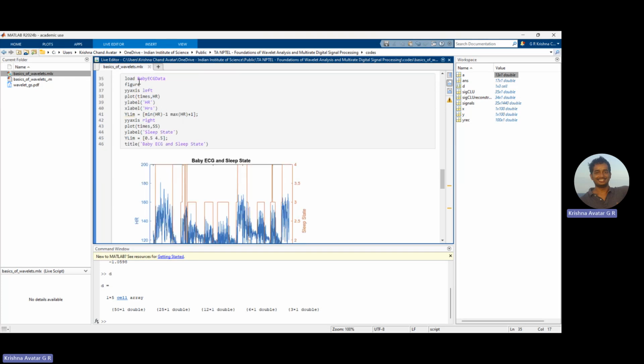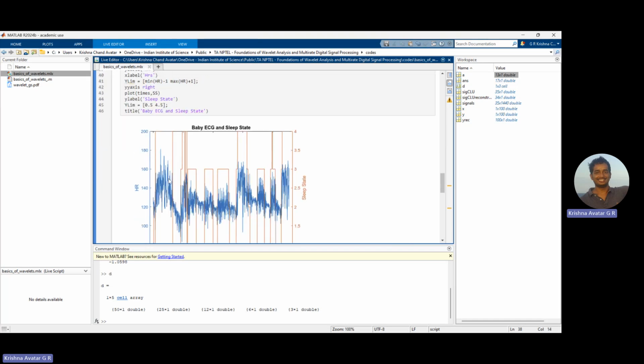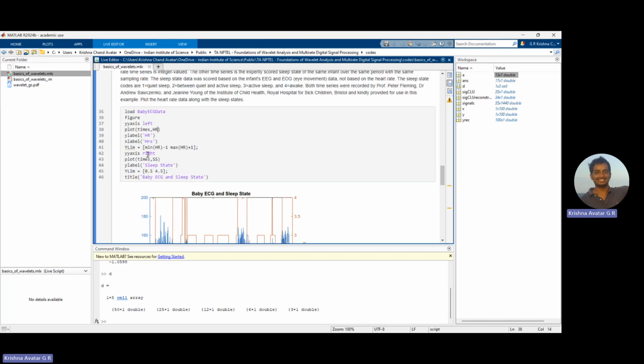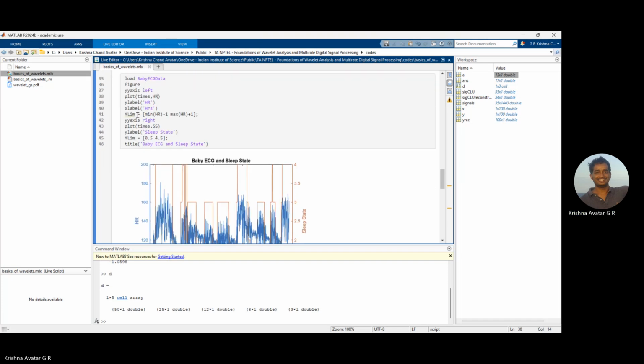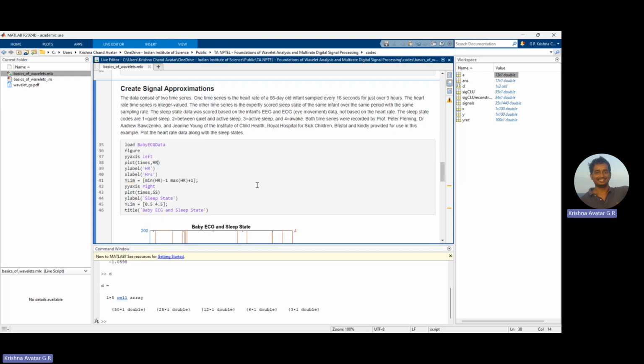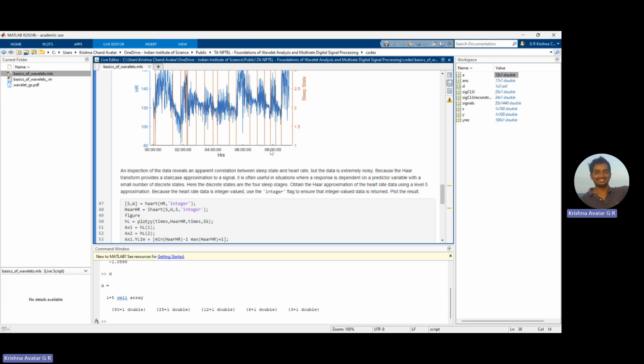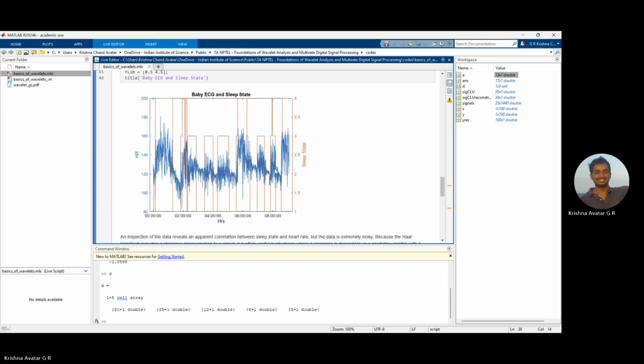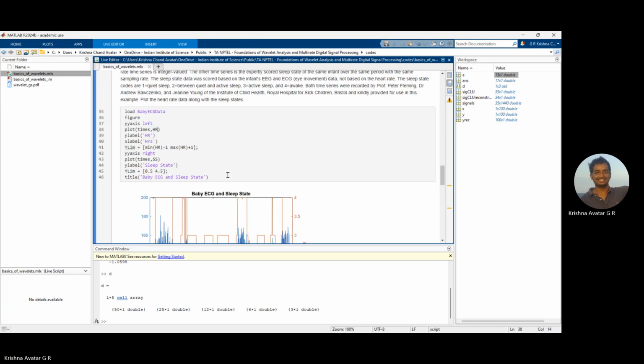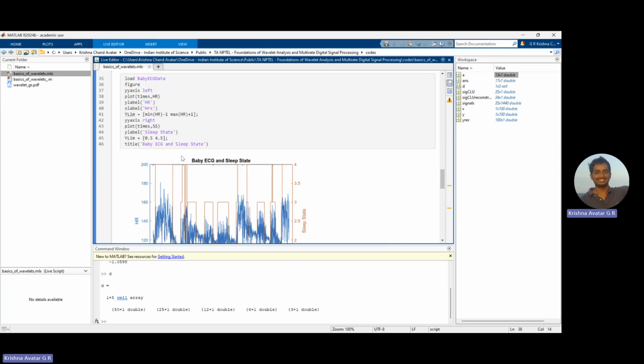Then we plotted both the ECG as well as the sleep state on the same plot. Times into HR implies heart rate, so the left hand side is the heart rate. This blue curve is the heart rate, and this is of course hours, and it has been sampled every 16 seconds, as we can see from here, and it's defined over 9 hours. And furthermore, on the right, we have also plotted the SS, which is the sleep state.